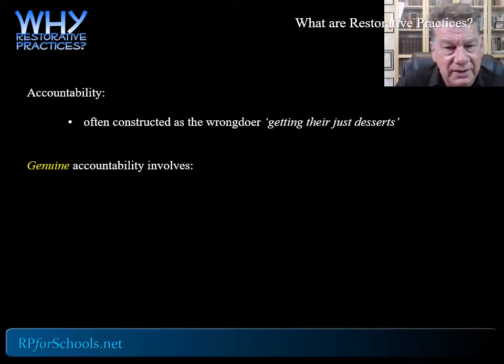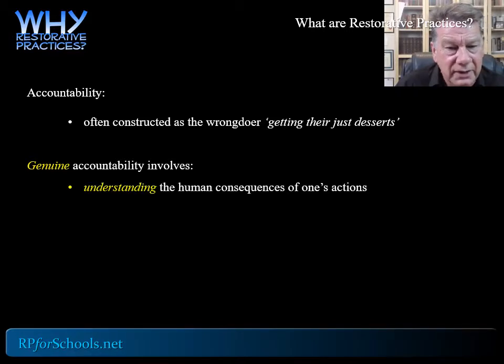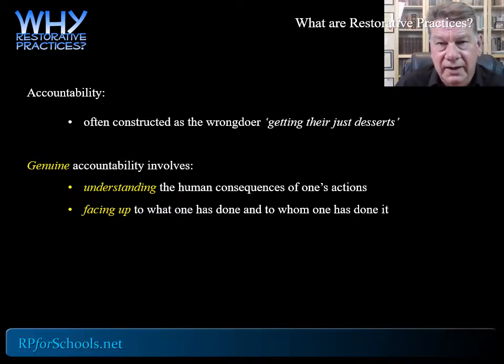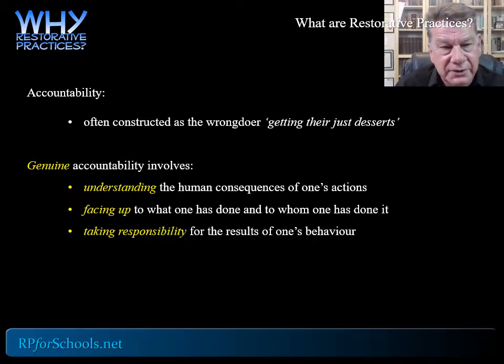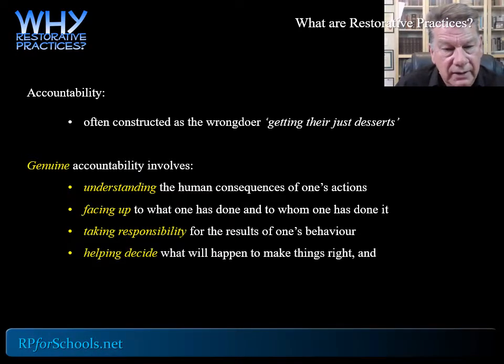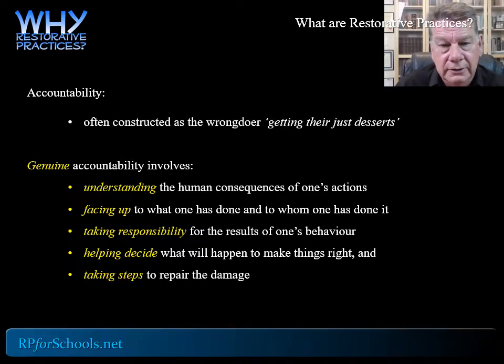Genuine accountability involves understanding the consequences of your actions, facing up to what you've done and to whom you've done it, taking responsibility for the results, for the consequences, and helping decide what will make things right or go towards making things right, and then taking steps to repair the damage. Now, even people who say, well, they need to get punished, are looking for this sort of accountability. It's just that a punitive response, punishment, doesn't achieve this accountability in the way that restorative practices achieves it on a regular basis.